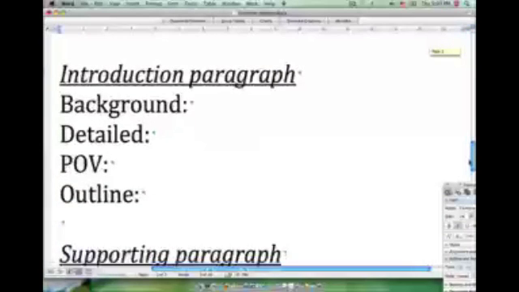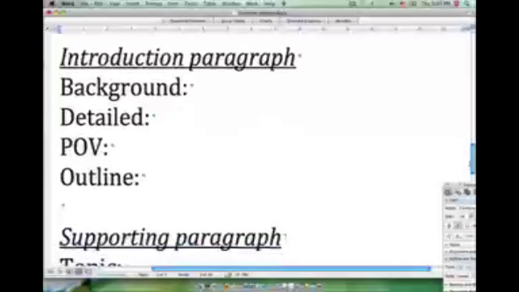Now, as you know, in your discussion essay, your introduction paragraph will look like this. You will have a background sentence, a detailed background sentence, which will lead us towards the points of view that you're going to be discussing. You will have a sentence that presents the 2 points of view, and finally a sentence that gives an outline or sort of a structure to the order that you're going to talk about the points of view in.